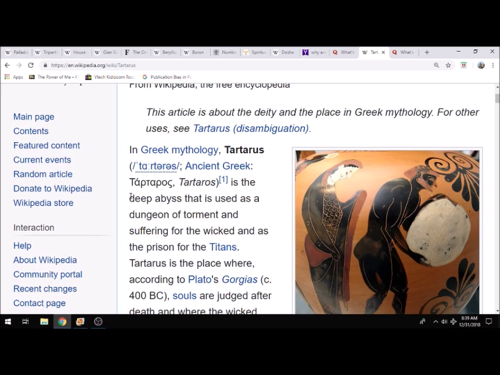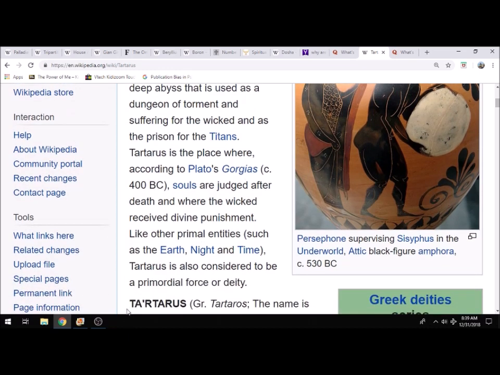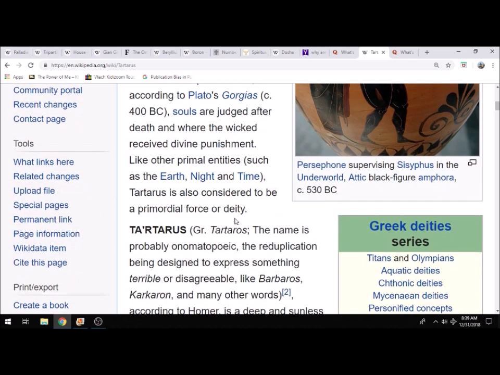In Greek mythology, Tartarus is the deep abyss that is used as a dungeon of torment and suffering for the wicked and the prison for the Titans. Tartarus is the place where, according to Plato's Gorgias, souls are judged after death and where the wicked receive divine punishment. Like other primal entities, such as the earth, night, and time, Tartarus is also considered to be a primordial force or deity.